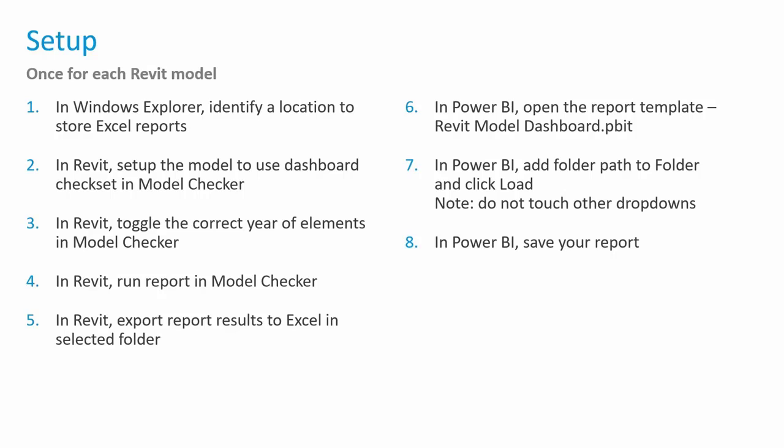Then inside of Power BI, we opened the report template. We configured it and changed the folder path and did any other dashboard tweaks we wanted to do to the text or other information on the report page. And then once the report was run, we saved that Power BI report, and then we were able to reference back to it as we added more and more files.